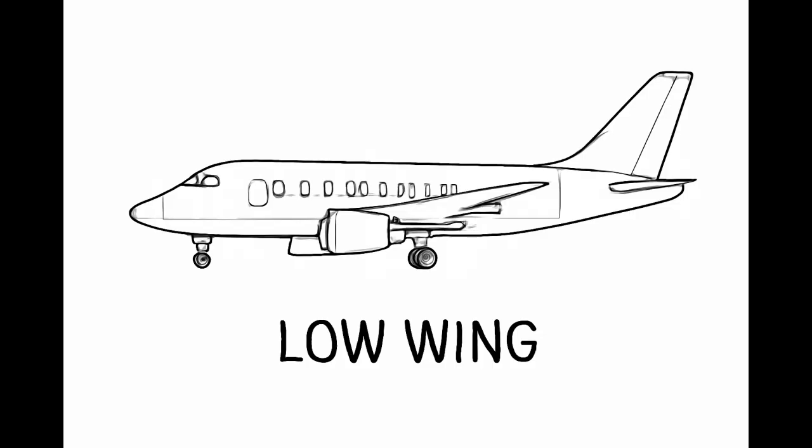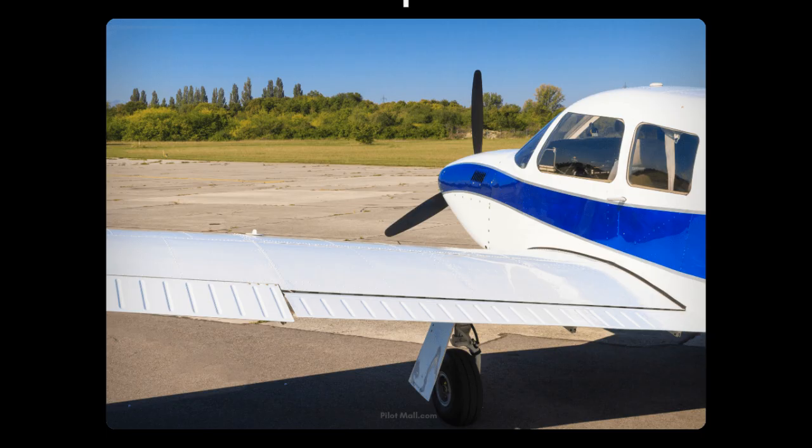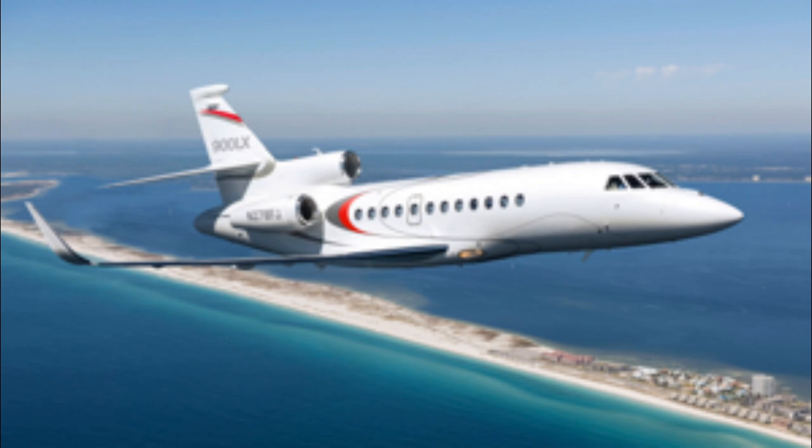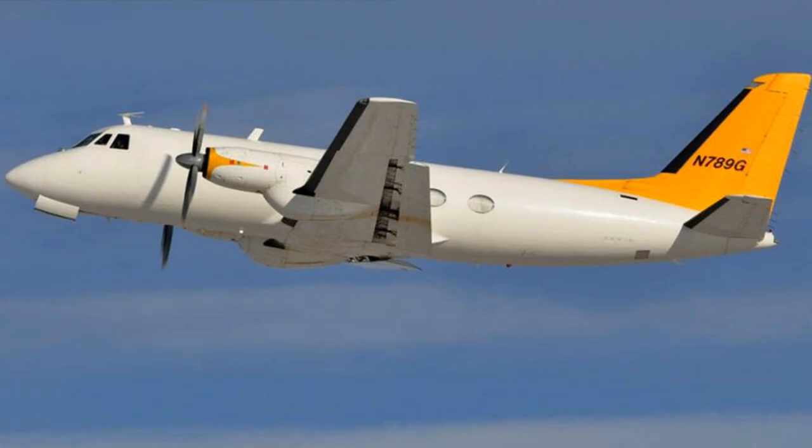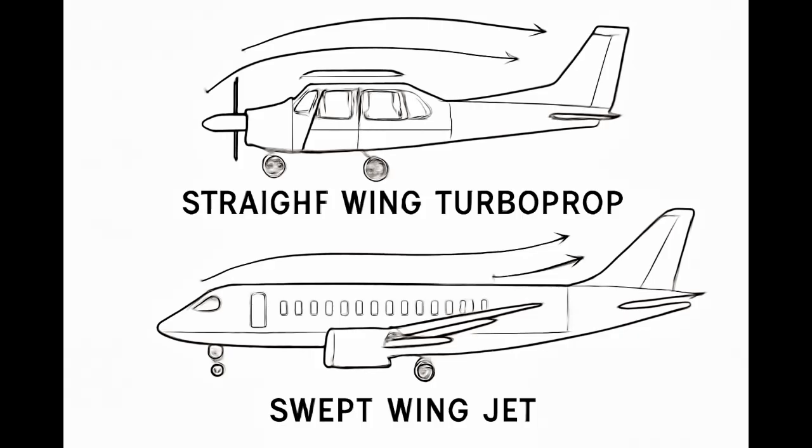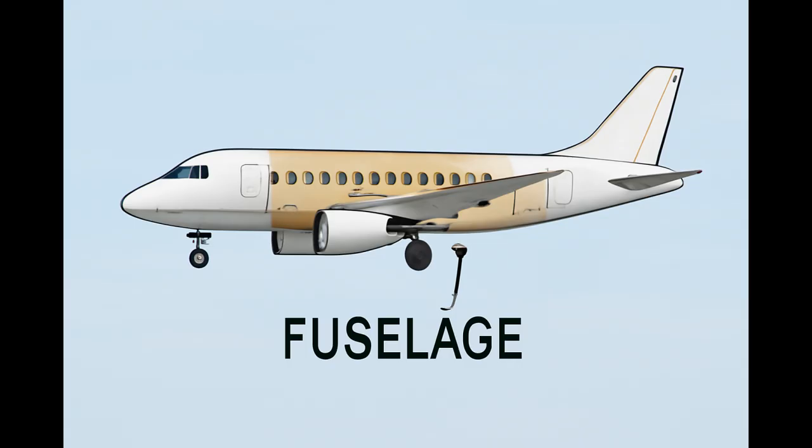Low-wing aircraft, with wings mounted underneath, are very common in commercial planes, offering efficient ground clearance and better aerodynamic performance. There's also the sweep angle, straight wings for slower speeds and more lift, swept wings for faster speeds and less drag. Next is the fuselage, the central body of the aircraft.